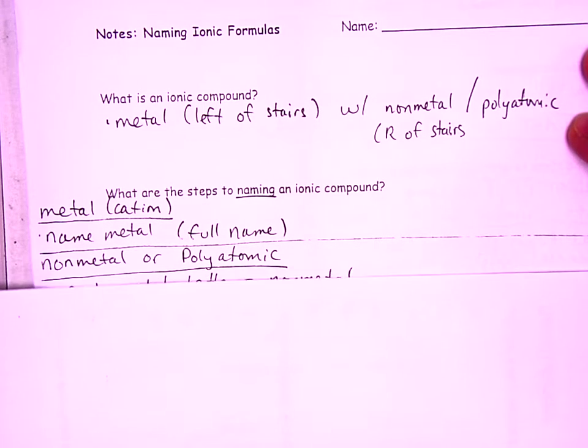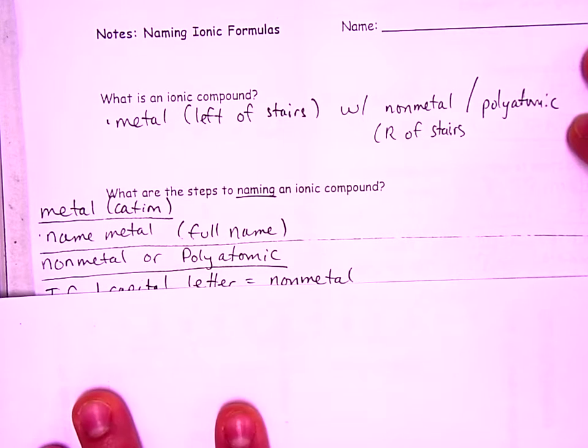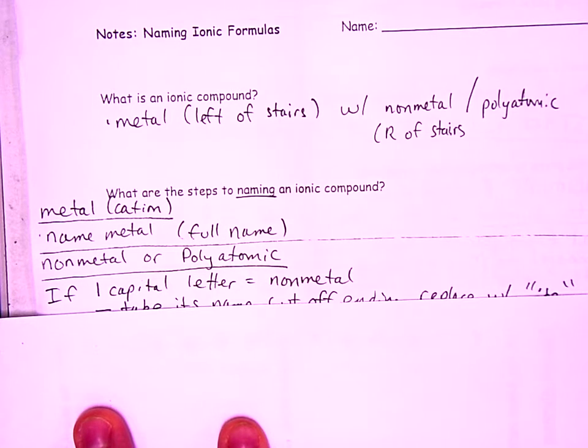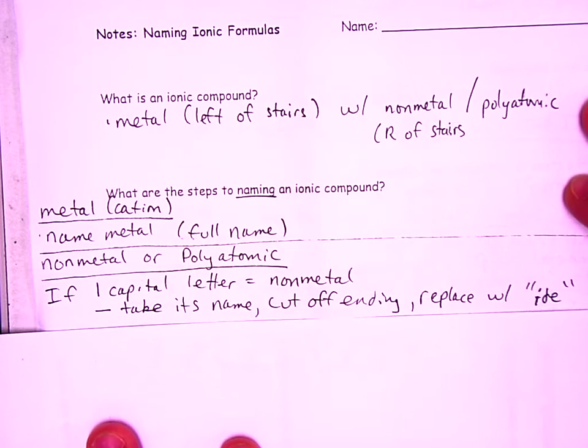So you don't change anything about the metal name. The non-metal part can be a little different. If you see one capital letter in your compound, that means you're working with a non-metal from your periodic table. You would take its name, cut off the ending, and replace it with an "ide." So for example, if you saw fluorine, you would take off the ending and put fluoride. Chlorine would be chloride. Oxygen would be oxide. Phosphorus would be phosphide.